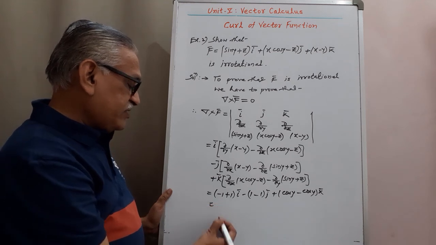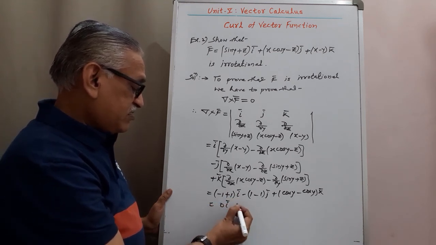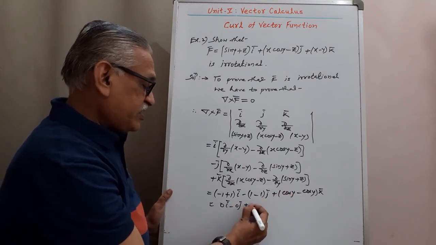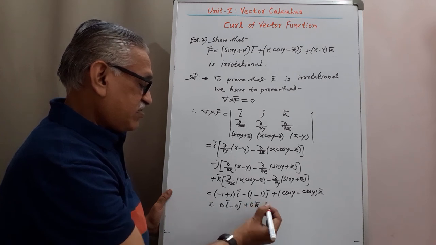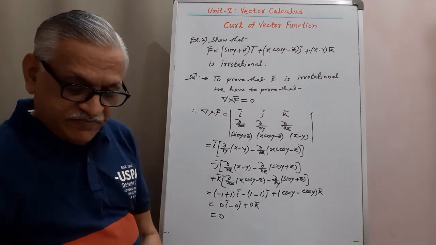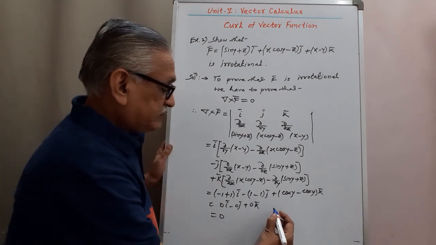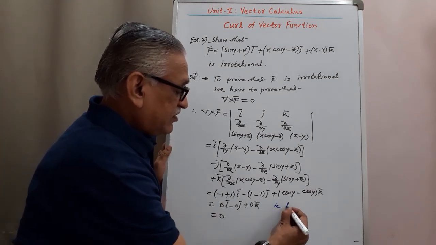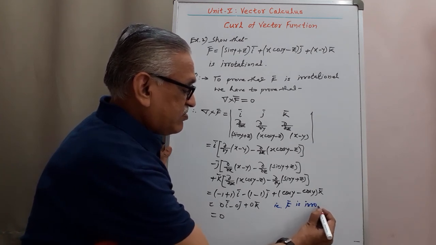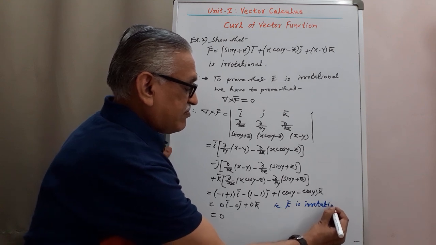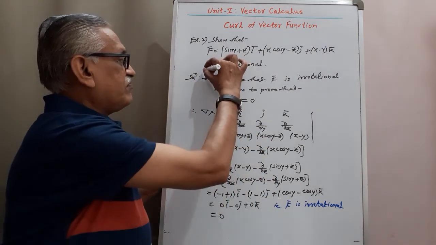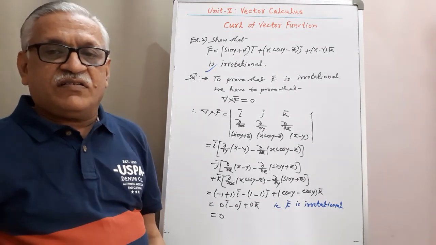And therefore, simplifying it, we get 0i minus 0j and plus 0k, and nothing but that curl of f bar is 0, that is f bar is irrotational vector function. Hence proved.